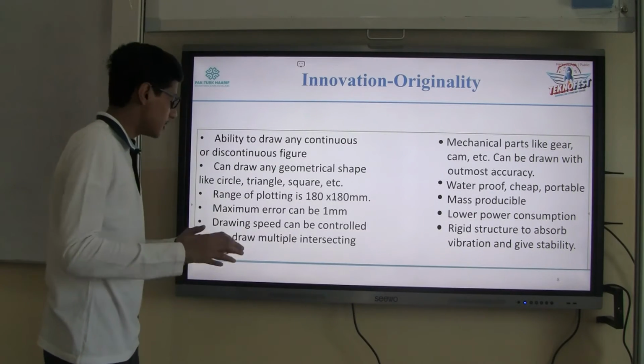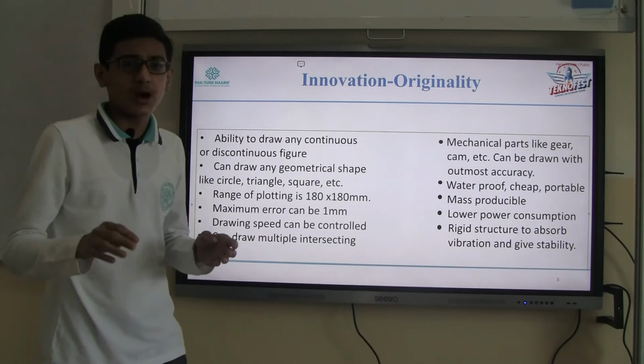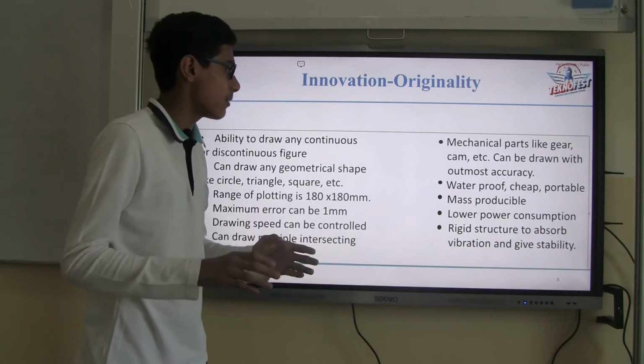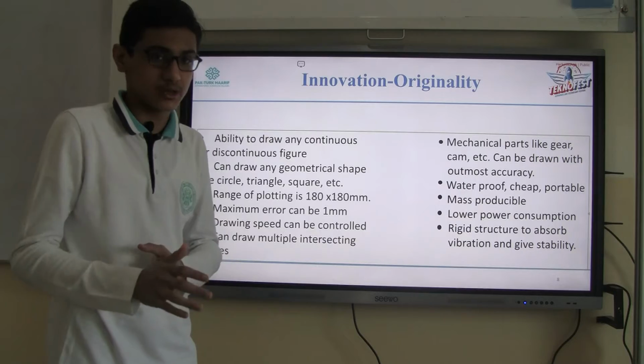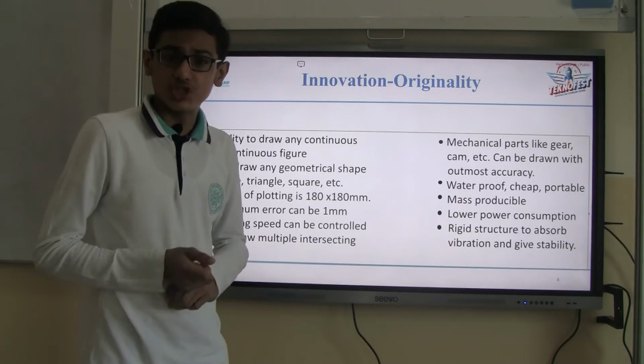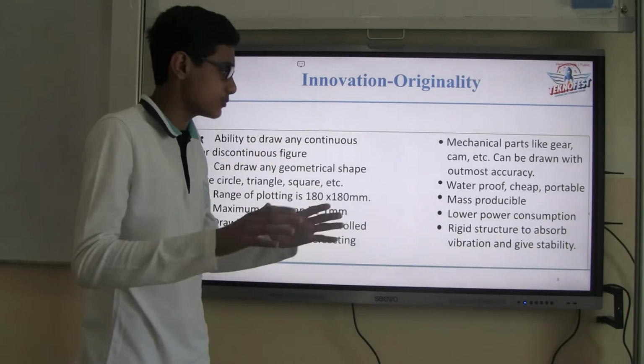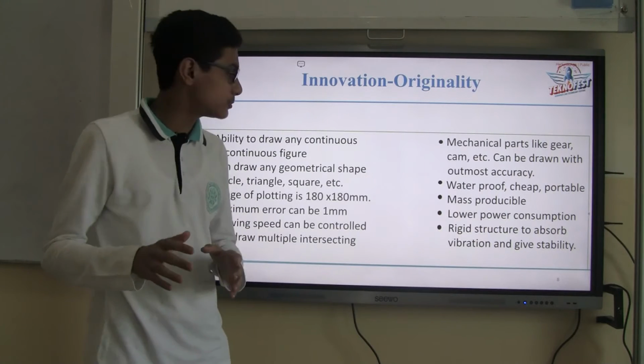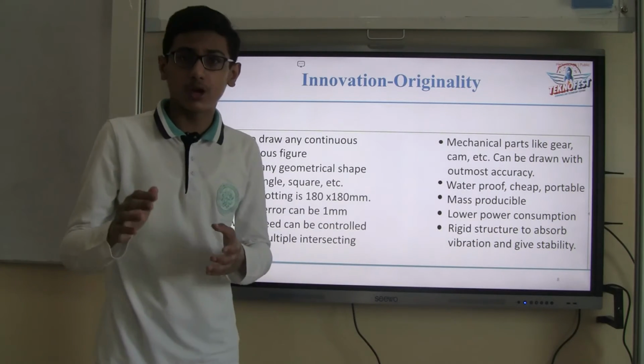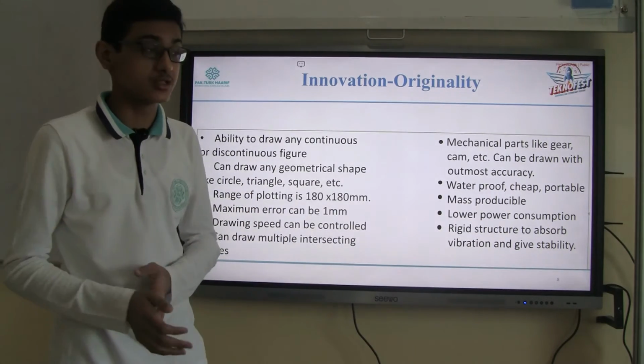It can draw multiple intersecting shapes. Mechanical parts like gears, cams, etc. can be drawn with utmost accuracy. It is waterproof, cheap, portable, mass producible, has lower power consumption, and has a rigid structure to absorb vibration and provide stability.